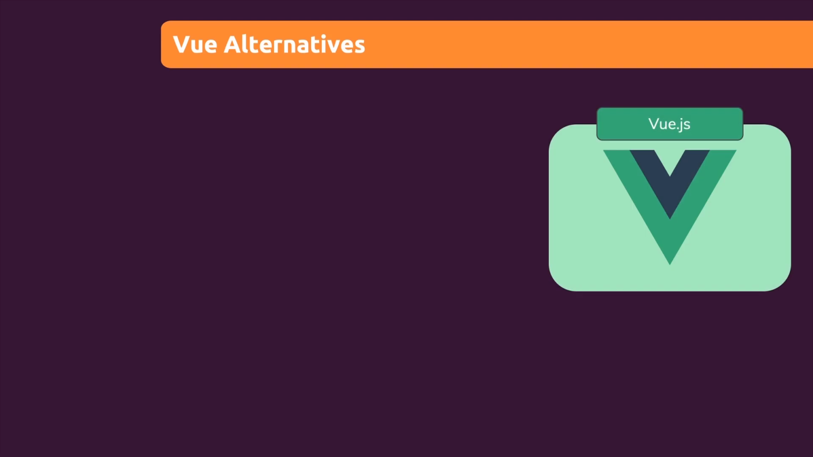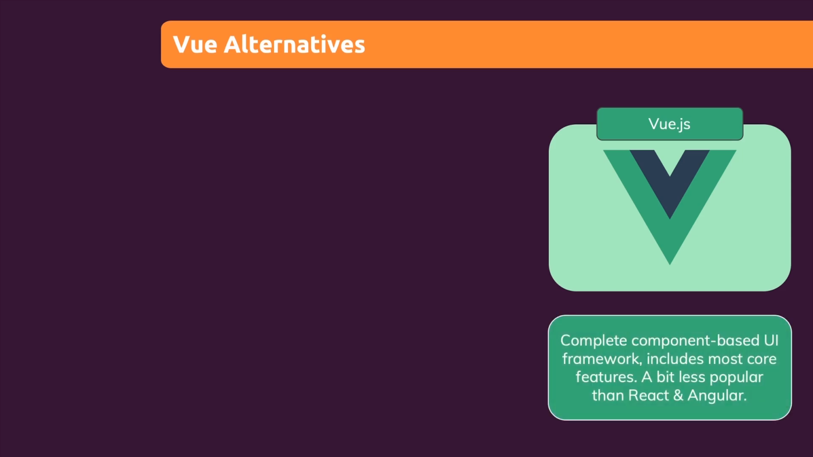It's also worth mentioning that we have alternatives to Vue. Vue.js, of course, is the focus of this course, and here we will learn all about Vue. Vue will turn out to be a complete component-based UI framework, and you will learn what component-based means throughout the course, no worries. And it's a framework that includes basically all core features you need to build modern web applications. Now you already see that it has one downside, and that is that it's a bit less popular than React and Angular. Now I'll get back to the downside in a second, but of course the first important question is, what is React and what is Angular?